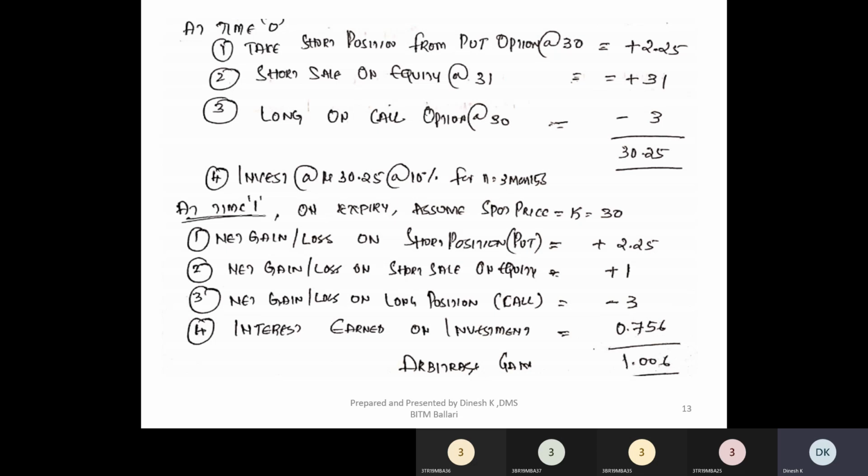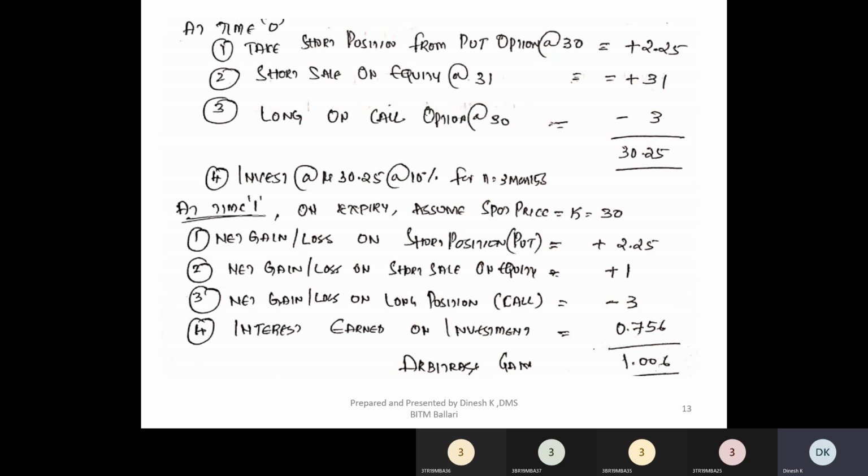If the price decreases, the investor can buy the share at a lesser price and return the share to the broker. If the price increases, the investor has to buy the share at a higher price and return it to the broker. So when will the investor make a profit? If the price is less than what he entered the short sale on equity at. If anything is less than 31, the investor will make a profit.